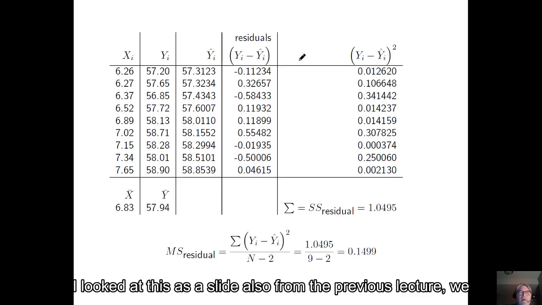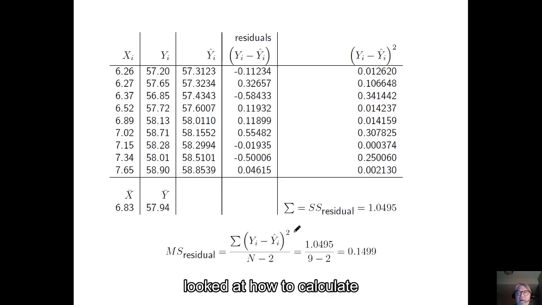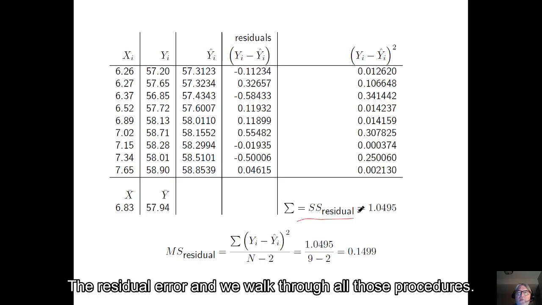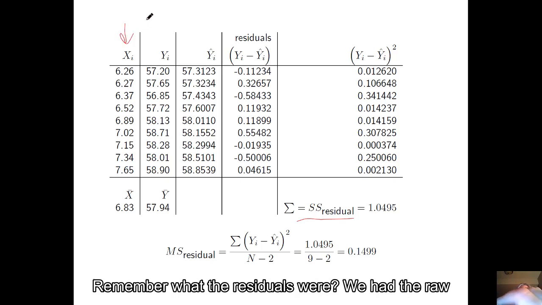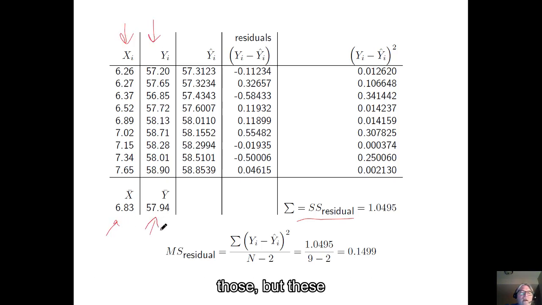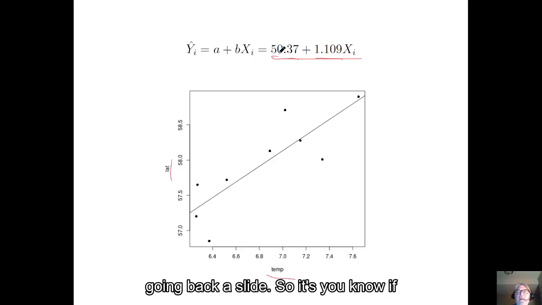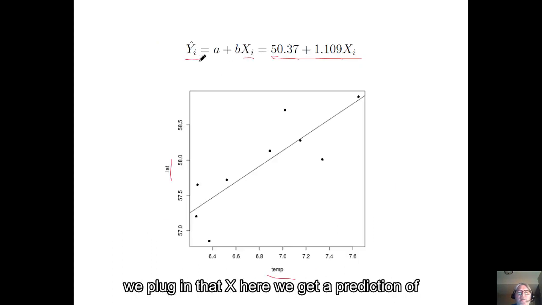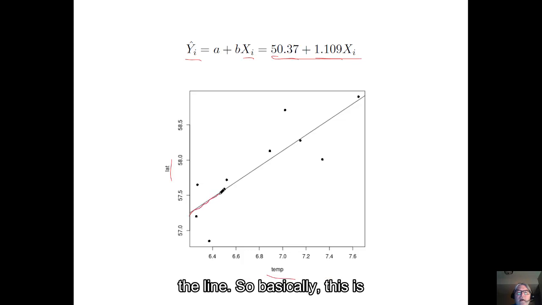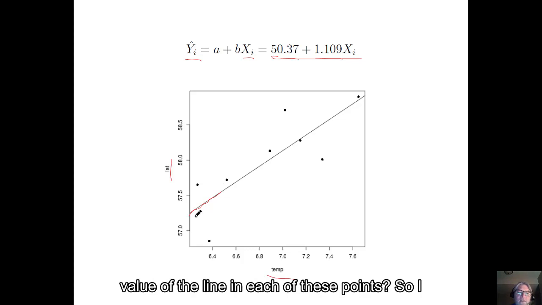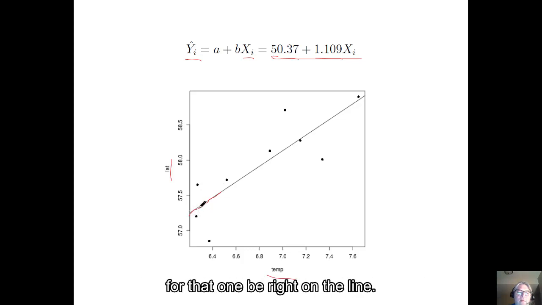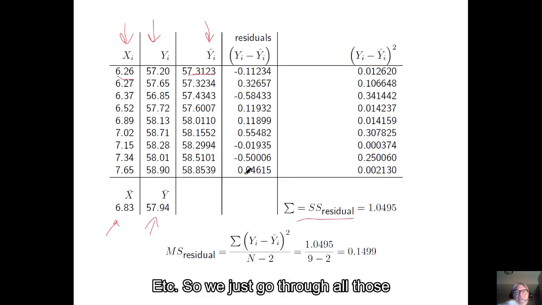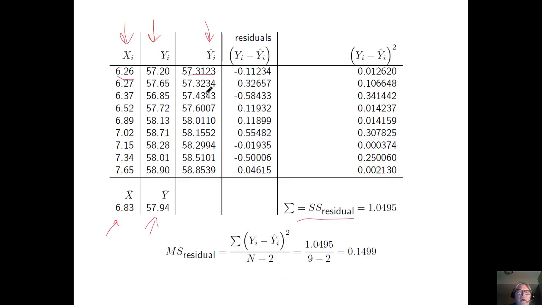This is also a slide from the previous lecture. We looked at how to calculate the residual error, and we walked through all those procedures. Remember what the residuals were. We had the raw data and the means of those, but these y hats, those are the predicted values. So based on each x, there's a predicted y value. If we plug in that x, we get a prediction of where y would fall. So that's exactly what's on the line. Basically the y hats are the value of the line at each of these points. So y hat for this one would be right on the line here, y hat for that one would be right on the line there, etc. So we just go through all those calculations, and those are all our predicted points.